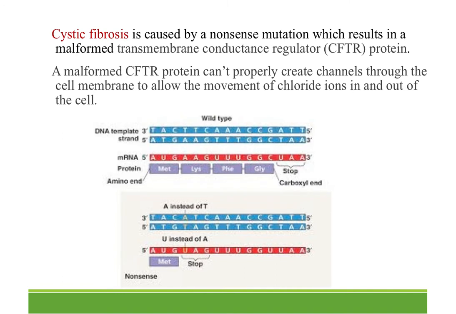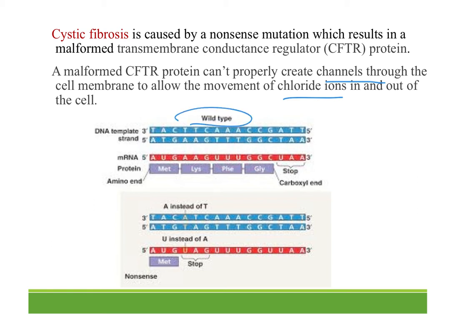Cystic fibrosis is caused by a nonsense mutation, which results in a malformed CFTR protein, which stands for cystic fibrosis transmembrane conductance regulator protein. These CFTR proteins create channels in the cell membrane to allow chloride ions to pass through. Remember, things have to go through our cell membrane to get from outside the cell to inside the cell. In cystic fibrosis, chloride ions are not able to move correctly because the channels are not present, because we've had a stop codon go on too soon.